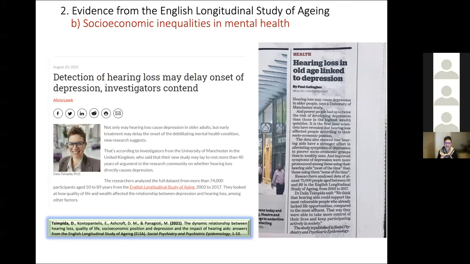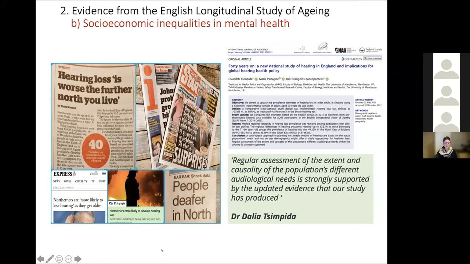So people of the same age, if they belong in a lower socioeconomic position, have up to double the relative risk of depression. Therefore, the early detection of hearing loss by primary care professionals in routine assessments may not only promote better hearing health and opportunities for better communication, but also may prevent or delay the onset of depression in later life. So there is a clear need for establishing evidence-based programs for hearing screening.